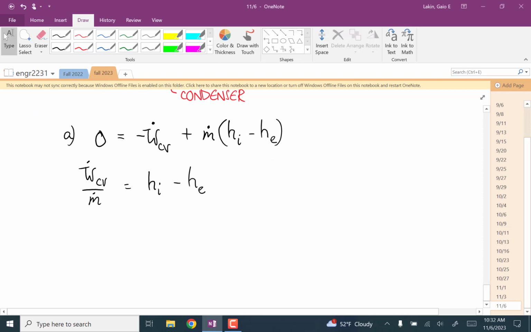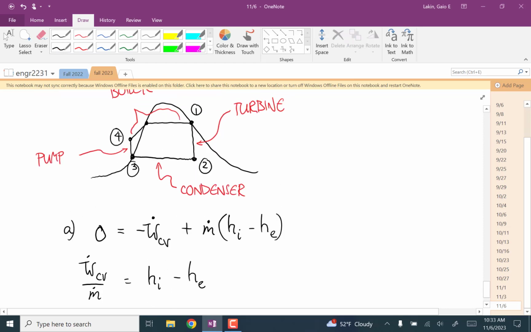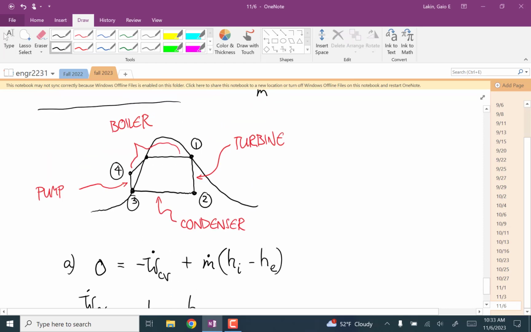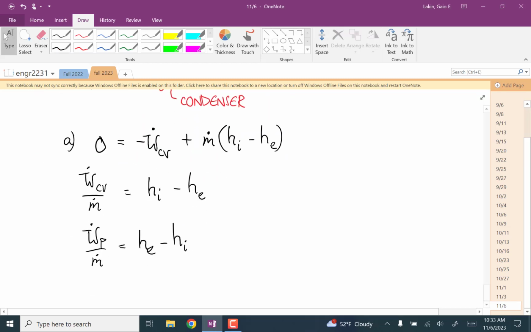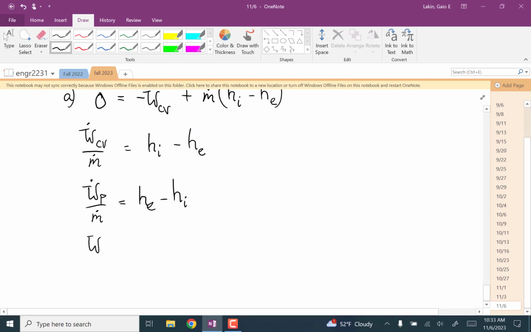For the pump, we know that the sign is switched, so we can say W dot for the pump over M dot is equal to HE minus HI. That's the effect of switching those signs. And since the pump goes from 3 to 4, W dot over M dot is equal to H4 minus H3.